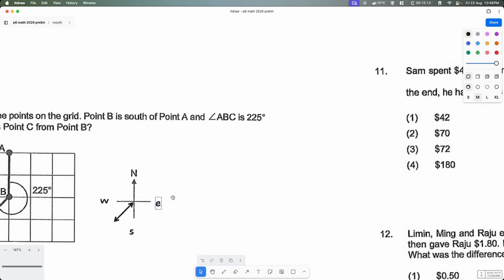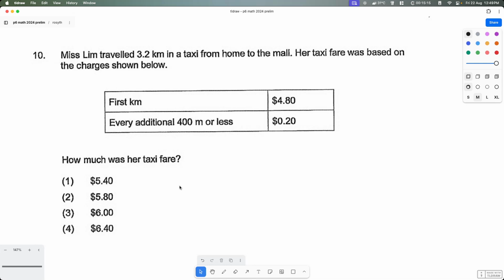All right, let's move on to question number 10. He says here, Miss Lim traveled 3.2 kilometers in a taxi from home to mall. Her taxi fare was based on the charges below. How much was her taxi fare? So first km is equal to $4.80.